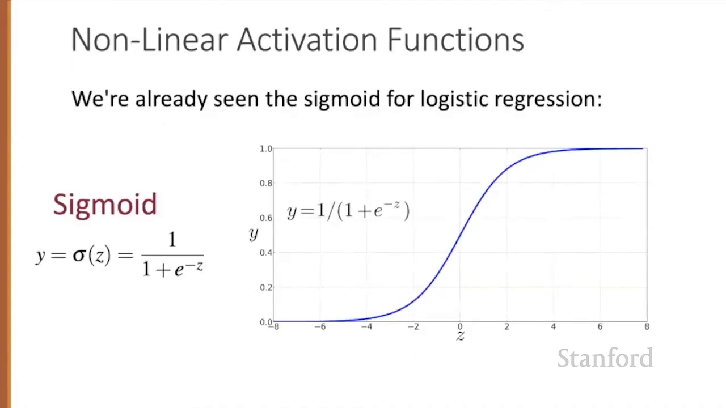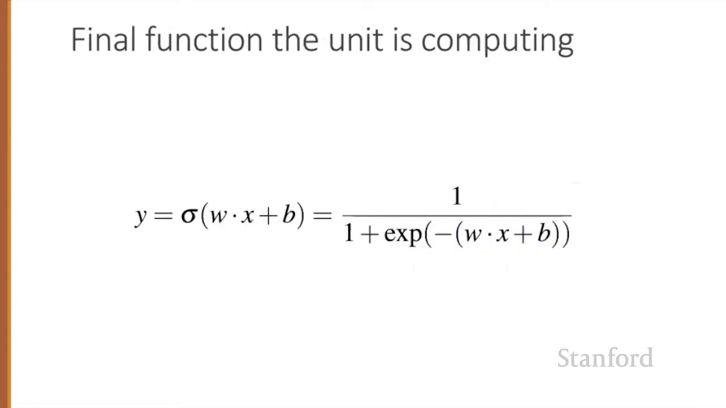We've already seen the sigmoid for logistic regression, 1 over 1 plus e to the minus z. And the sigmoid has a number of advantages. It maps the input into the range 0 to 1, which is useful in squashing outliers toward 1 or 0. And it's differentiable, which, as we saw, is handy for learning. So we'll use the sigmoid nonlinear activation function as our example in this lecture, although we'll soon see that there are other kinds of nonlinear functions.